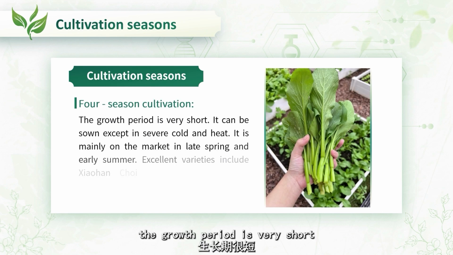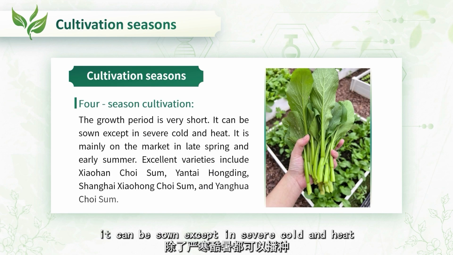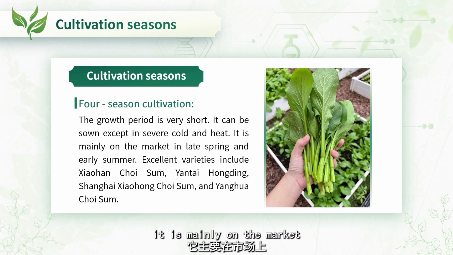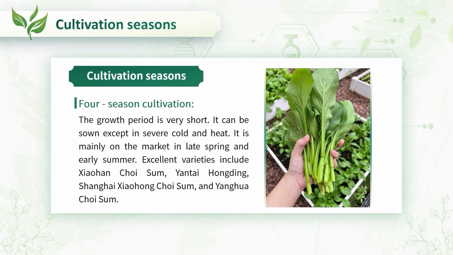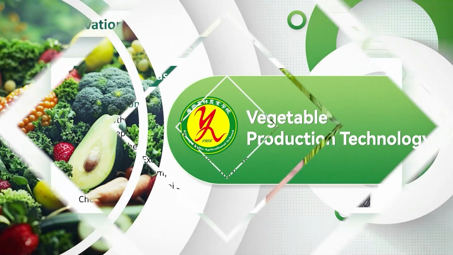Four seasons cultivation. The growth period is very short. It can be sown except in severe cold and heat. It is mainly on the market in late spring and early summer. Excellent varieties include Xiaohan choy sum, Yandai Hongding, Shanghai Xuhong choy sum, and Yangya choy sum.